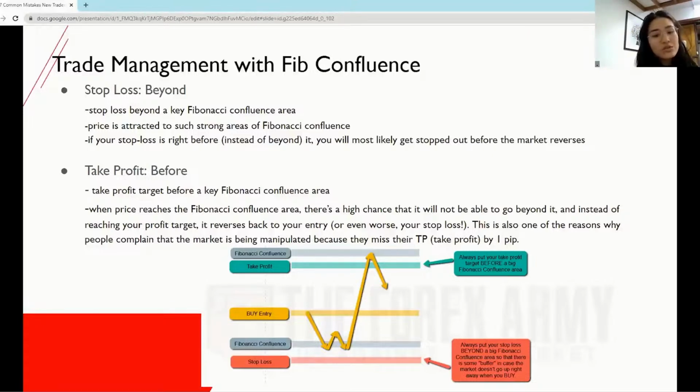So this is also one of the reasons why people complain that the market is being manipulated, because they miss their take profit by 1 pip.